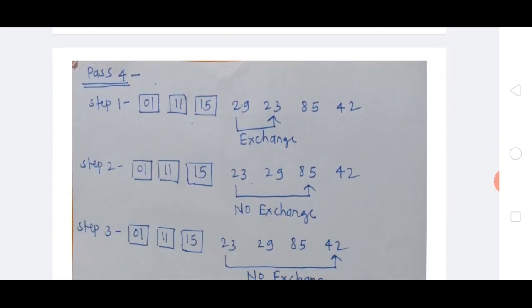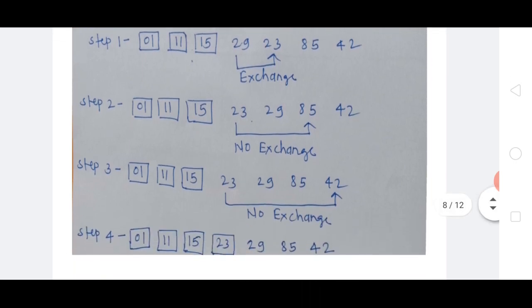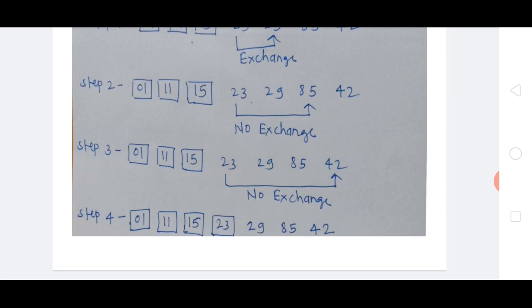In pass number 4, in step number 1, again the first location value which is unsorted elements is 29. Now here 29 compare with 23, 29 is greater than 23, so exchange is required. In step number 2, again 23 is compared with 85, 23 is less than 85, so no exchange is required. In step number 3, again 23 is compared with last location element, which is 42, 23 is less than 42, so no exchange is required.